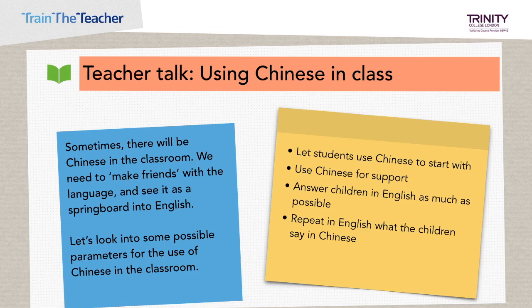But answer children in English as much as possible. If they say something to you in Chinese and you understand, repeat it back in English. You could use a puppet to talk in English. Tell the children the puppet can only speak English. If you have a teaching assistant, then you can agree a language policy between you. It could be that you never need to speak Chinese, and your assistant can help simply by giving background information to confirm what students should understand.